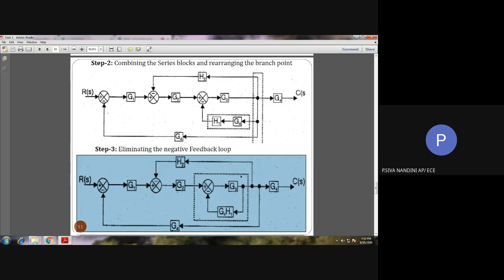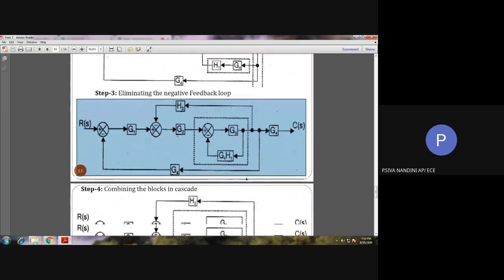Next, here we are having a negative feedback loop. So we can simplify this negative feedback loop. Here, what is the formula for negative feedback loop?